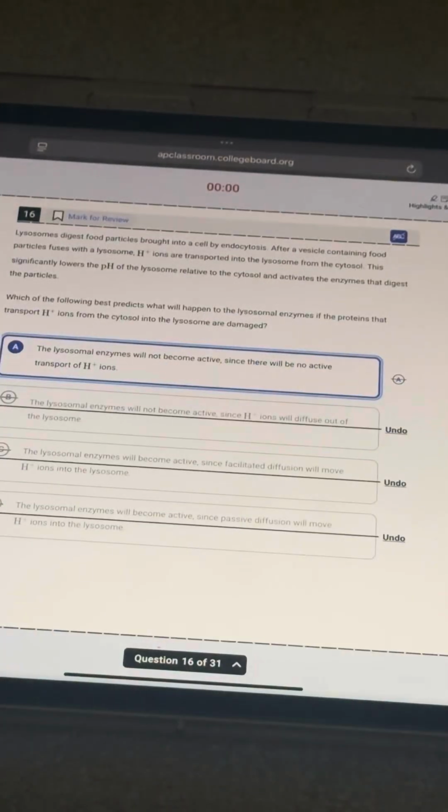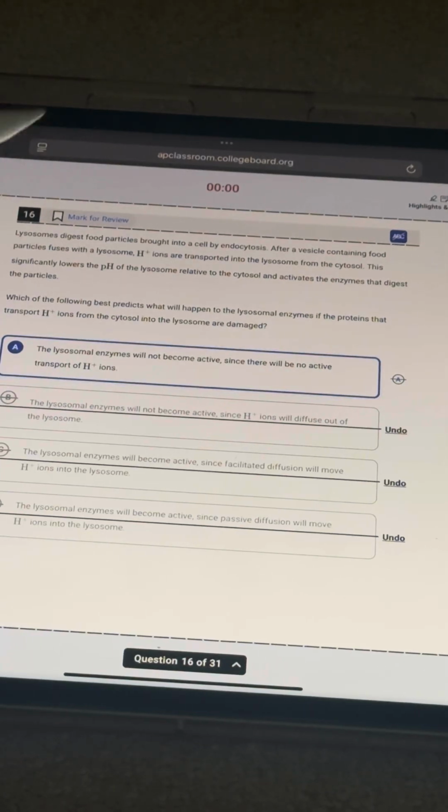So then we know our only answer choice would be: the lysosomal enzymes will not become active since there will be no active transport of H+ ions, which are being actively transported into the lysosome from the cytosol. The reason you know it's active transport is that it goes against the gradient, from low to high concentration. You're taking it from a low concentration and putting it into a higher concentration, not going out. It can't diffuse out unless you already have it in there. So there will be no active transport of the H+ ions.